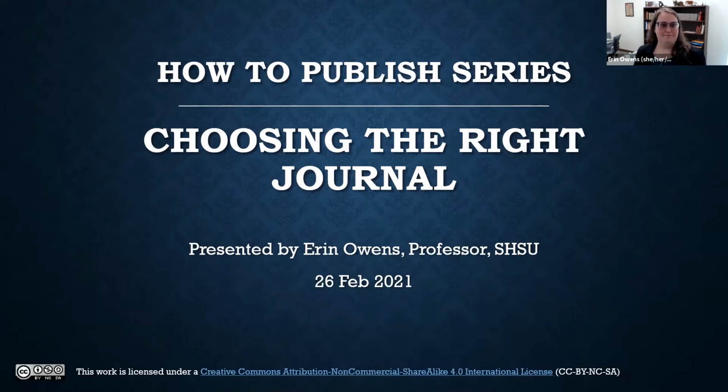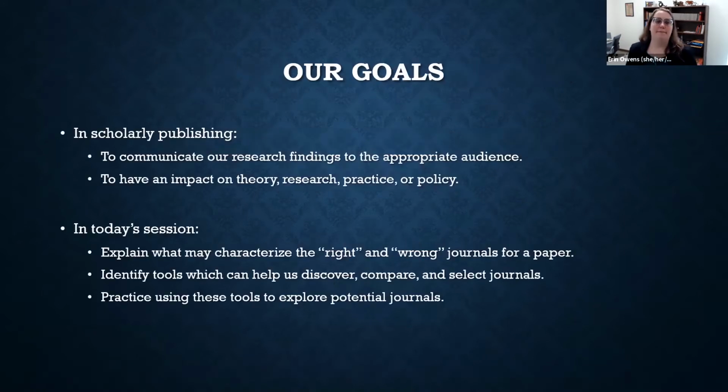So getting started then. I want to talk a little bit about goals. In scholarly publishing in general, our goals are to communicate our research findings to the appropriate audience and to have an impact on theory, research, practice, or policy. The nature of that impact, where it is and what it looks like, is going to be very different for different researchers, depending on the field you're in and the work that you want to accomplish. Now, our goals for today's session will be explaining what may characterize the right and wrong journals for a paper, identify tools that can help us to discover, compare, and select journals, and we'll get a little bit of practice using these tools to explore some potential journals.